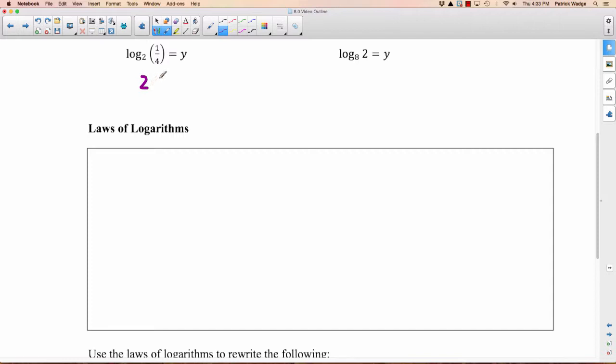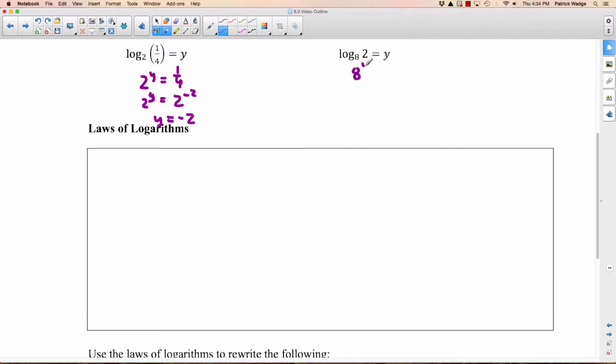Okay, 2 to the y equals 1/4. The way I like to do these ones is to write the argument here as a power with a base of 2. Is that possible? Yep. 2 to the negative 2. So we have 2 to the y is equal to 2 to the negative 2. Well, they have the same base, which means the exponents have to be equal to each other. y is equal to negative 2.